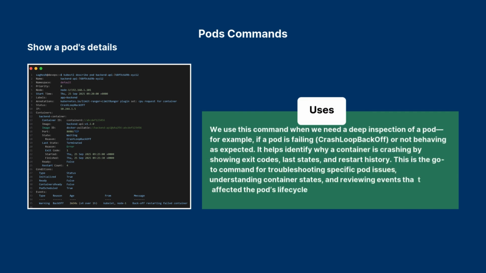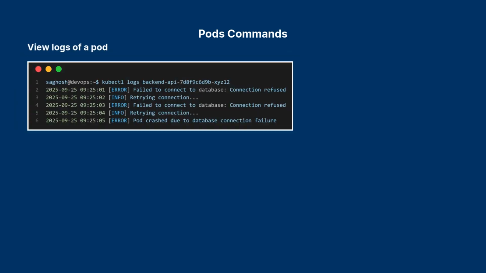We use this command when we need a deep inspection of a pod. For example, if a pod is failing or not behaving as expected, it helps us identify why a container is crashing by showing exit codes, last state, and restart history. This is your go-to command for troubleshooting specific pod issues, understanding container states, and reviewing events that affected the pod's lifecycle. Okay, the next command we have is kubectl logs and then the pod name.